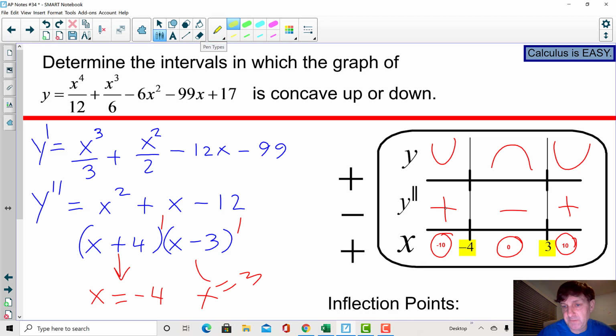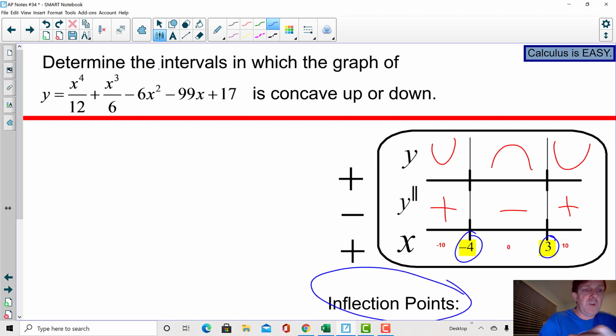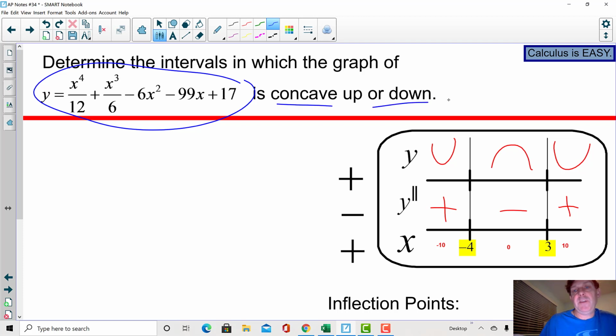You'll notice the second derivative changes from positive to negative at x equals negative 4, and it changes again from negative to positive at x equals positive 3. So those are the x values where you're going to have inflection points. Okay, if this question was asking for the inflection points, then you'd have to take these x values and plug them into the original function to get the y value. But they just want us to determine the intervals where this function is concave up and concave down.